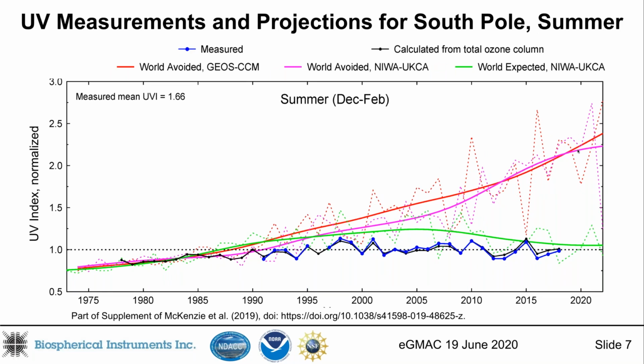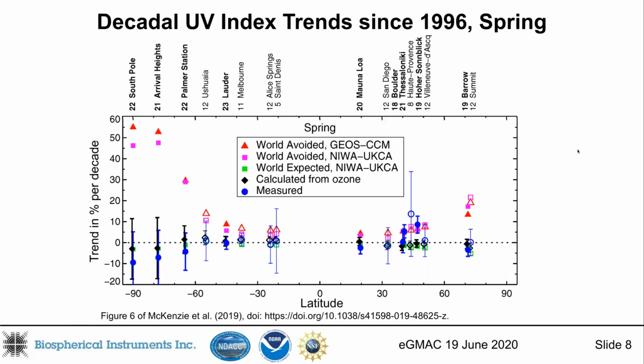However, the world expected shows some increase here. But overall, the picture is pretty clear that the world would be a very different place if the Montreal Protocol hadn't been in place. So next, we calculated trends per decade from those data sets of these 17 sites.